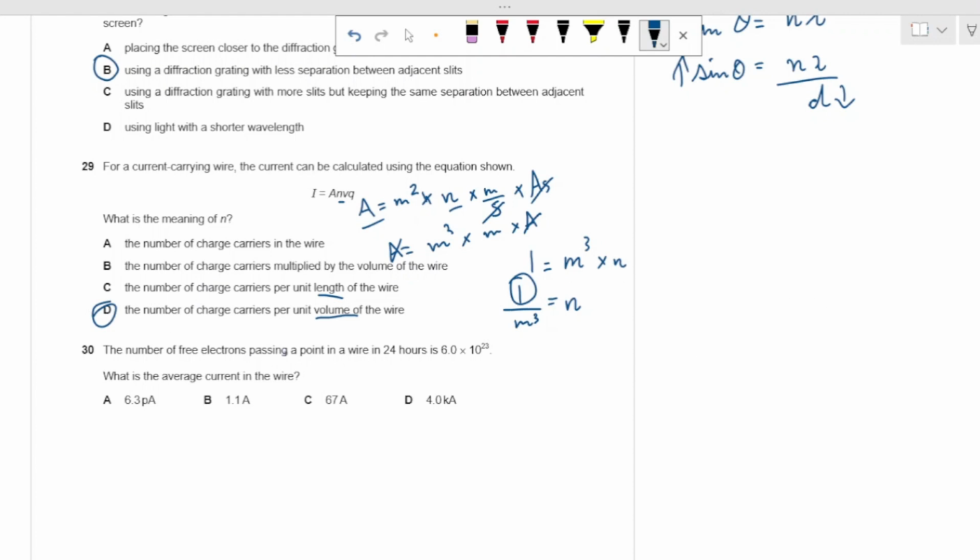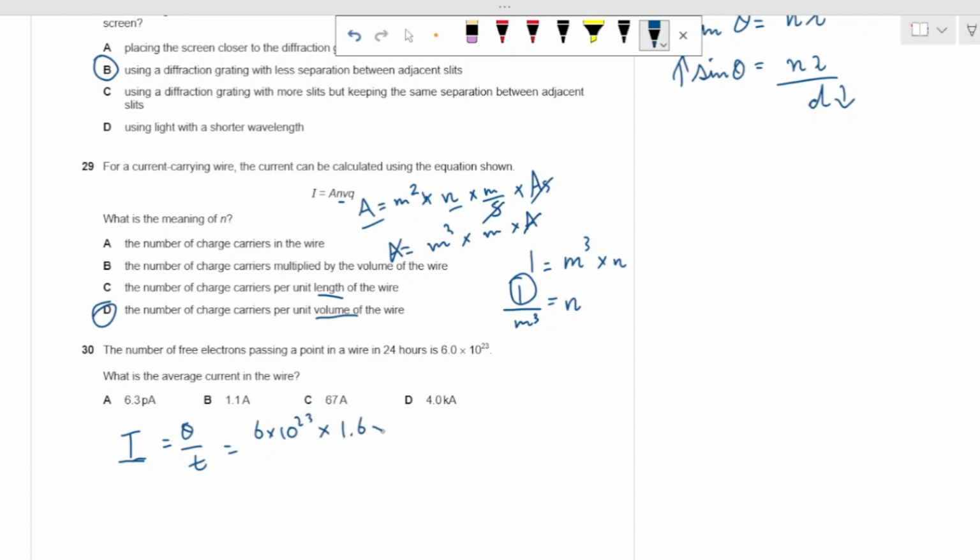Question 30. The number of free electrons passing a point in 24 hours is 6 multiplied by 10 to the power 23. What is the average current in the wire? Alright, what is current? Current is equal to the charge per unit time. And over here, we have the number of free electrons passing, 6 multiplied by 10 to the power 23. Something very important to notice here is that this is the number of free electrons. This is not the charge.